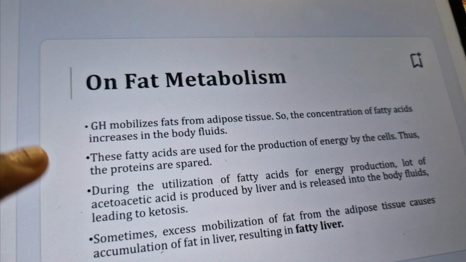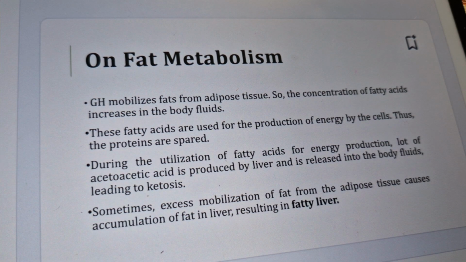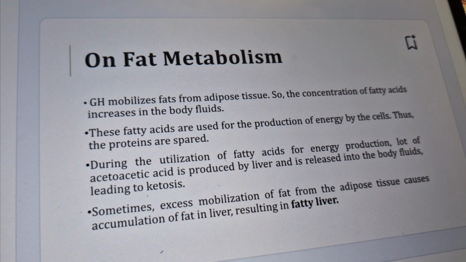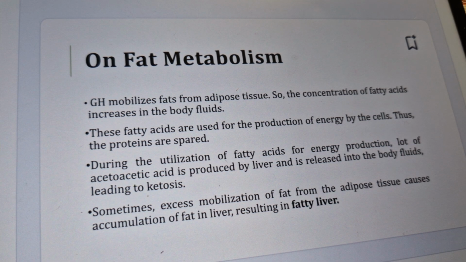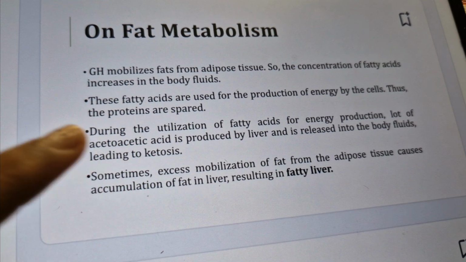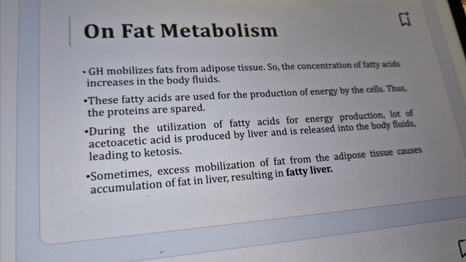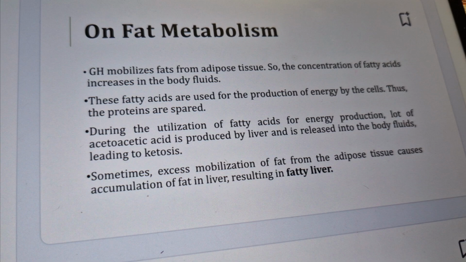Next, on fat metabolism, growth hormone mobilizes fat from the adipose tissue, so the concentration of fatty acids in the body fluids, in blood and serum, increases. So it helps in the utilization of fatty acids for production of energy. Thus proteins are spared, so proteins will only be anabolized, not catabolized. During the utilization of fats for energy production, lots of acetoacetic acid is produced in the liver and released into the body fluids, so we get ketoacidosis.